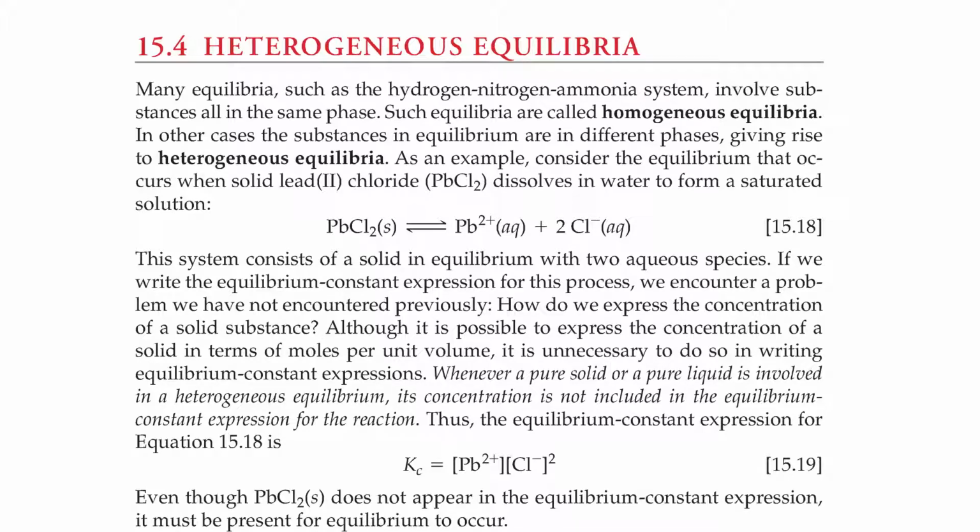Thus, the equilibrium constant expression for equation 15.18 is: the equilibrium constant is equal to the concentration of the lead ion times the square of the concentration of the chloride ion, but not divided by the concentration of the lead chloride. Even though lead chloride does not appear in the equilibrium constant expression, it must be present for equilibrium to occur.